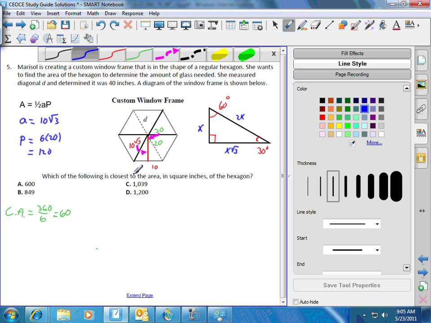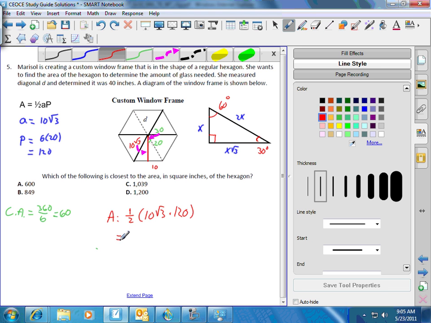So now we're ready to use our formula. All right, so let's do it over here. Area is going to equal 1/2 times the apothem, which is 10 square roots of 3, times the perimeter, which is 120.